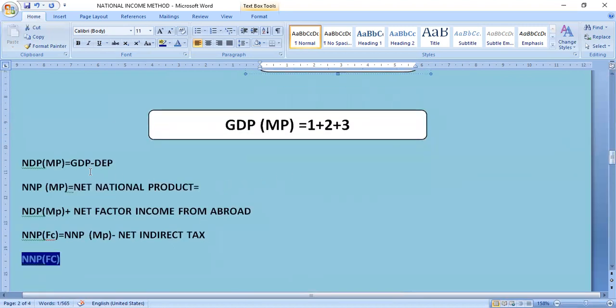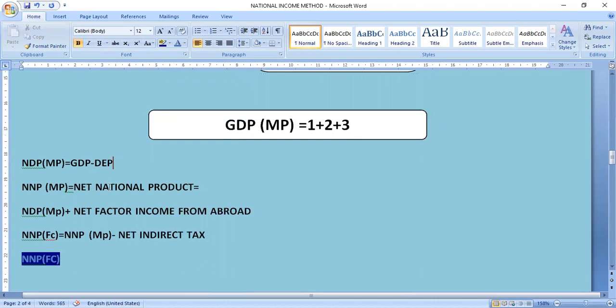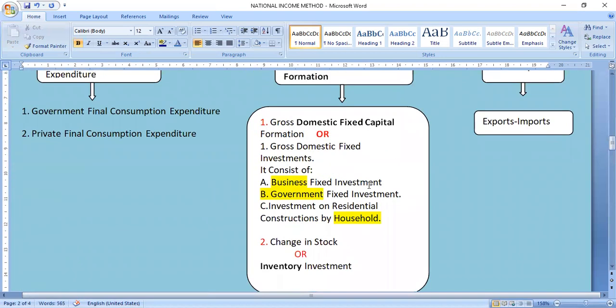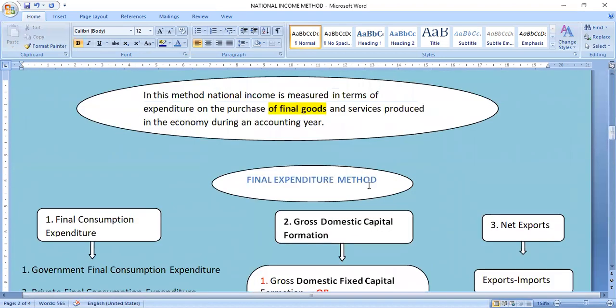Then after that, NDP, net, minus depreciation. Then NNP, net national, with net factor income from abroad. This way we can calculate national income with the help of the expenditure method.